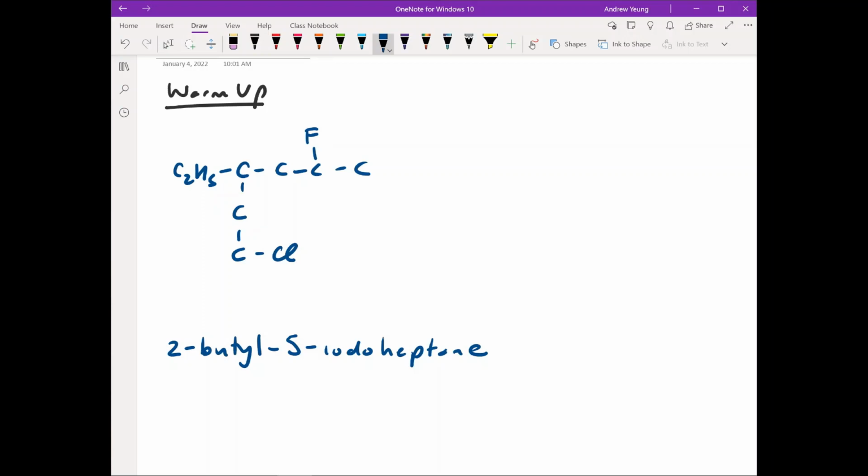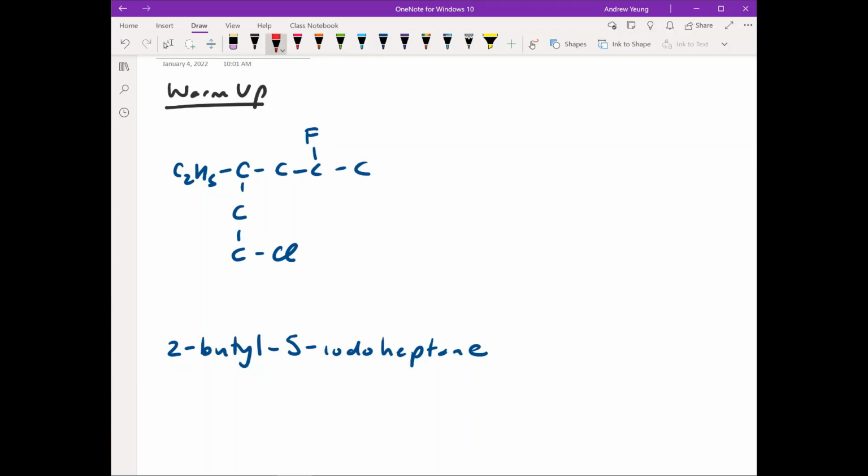Whenever you're given a structure like that, see if you can write the word name for it. Given a word name like that, let's see what the structure is going to be. Encourage you just to pause the video so you can get a sense to try it out. Then you can just check your work with me. Assuming you've done that, let's just try it out.